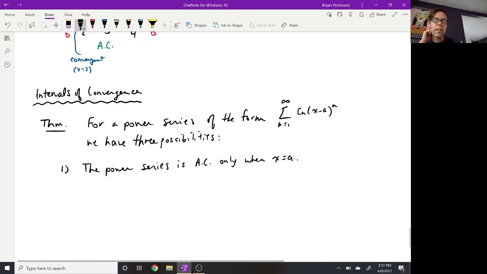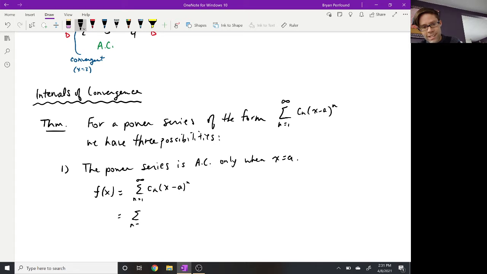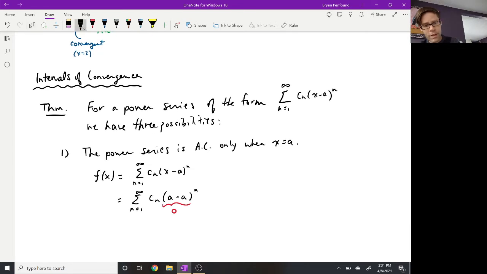Now, I would say this is probably the most boring case. This is what happened in our first example. And essentially what happens is if we try to define this function, essentially what we're going to get is a sum of a bunch of zeros. So if x equals a is the only possibility, we're going to essentially get stuck here with a whole bunch of zeros. And we get the horizontal line f of x is equal to 0. So I think that's kind of a boring thing that could happen. Every single power series is absolutely convergent at x is equal to a because we always get a sum of zeros.